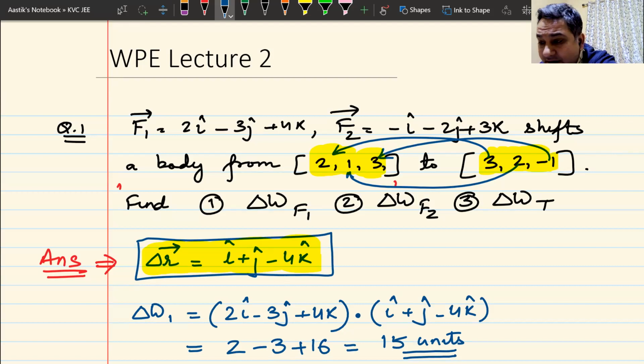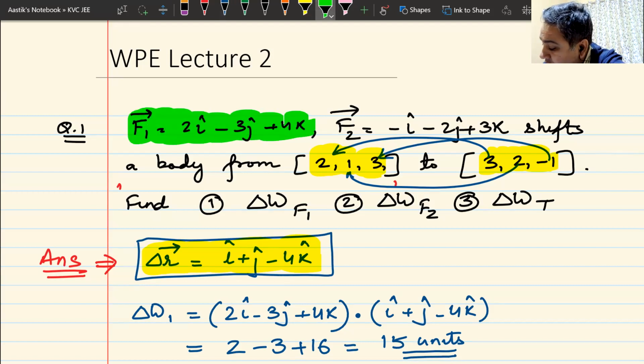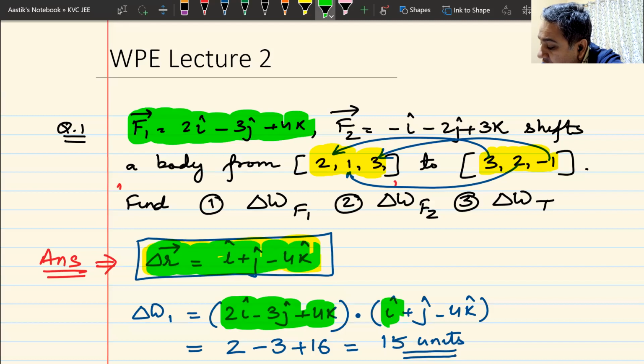Do we all get this? Can I have some raise hand that we got this? I just took the dot product of this F1, which is here, with this displacement delta R, which is here.